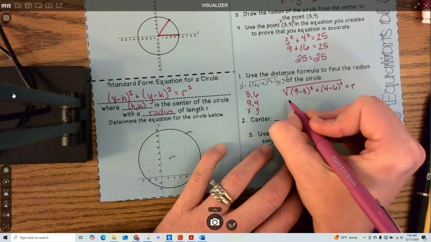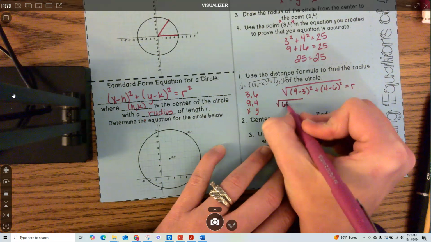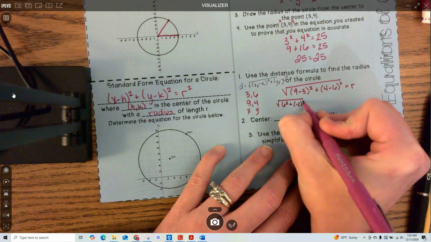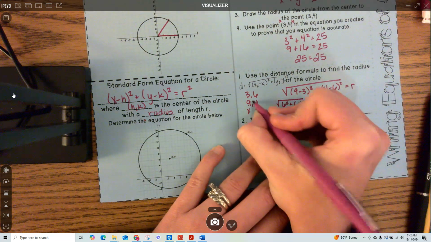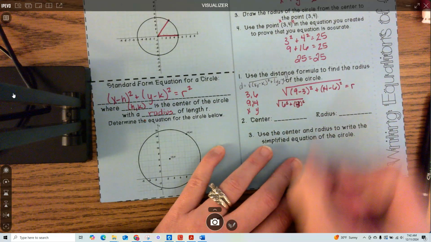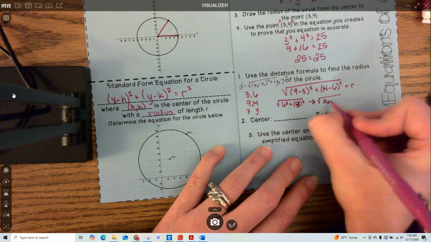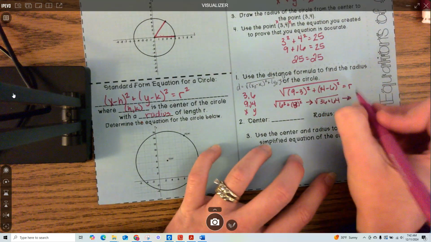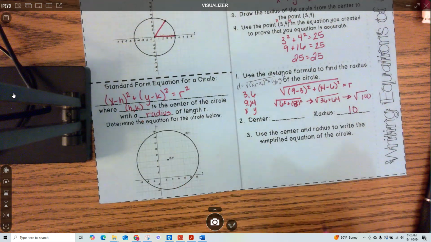Okay, so let's see here. 9 minus 3 is 6. 4 minus 6 is a negative 2. Ooh, that's 14. That is a 14. So that should be an 8. 6 squared is 36. 8 squared is 64. 36 plus 64 is 100. And the square root of 100 is 10.